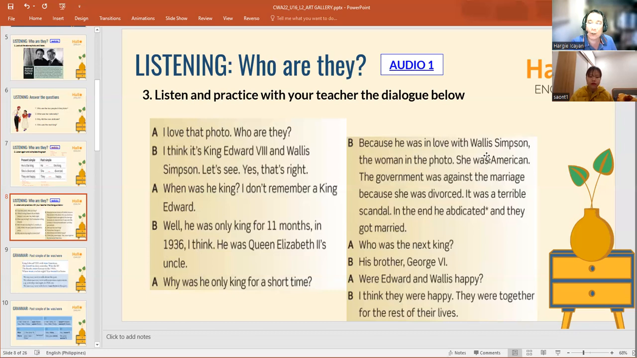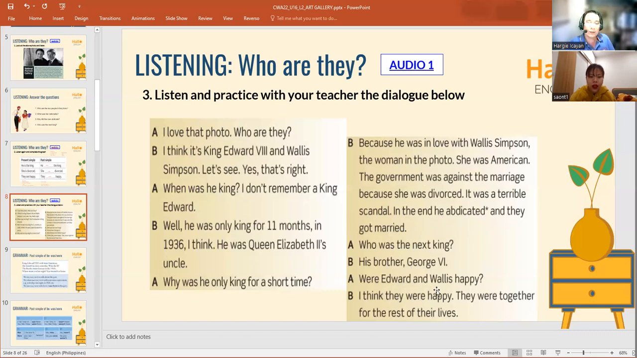Because he was in love with Wallis Simpson, the woman in the photo. She was an American, so the government was against the marriage because he was divorced. It was a terrible scandal. In the end, he abdicated and they got married. Who was the next king? His brother, George the Sixth.